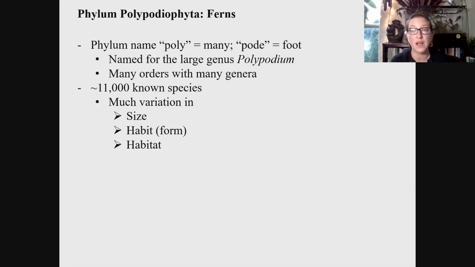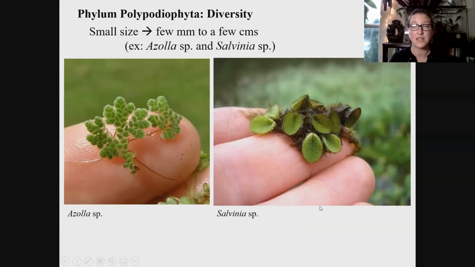Ferns are in the phylum Polypodiophyta, and the reason why is because poly means many, and podi refers to feet. The stems of ferns sometimes look like little rabbit's feet, like fuzzy little feet-looking things, which we'll see coming up. There's about 11,000 species known. A ton of variation. They're all different sizes, they live in all different places, they have different forms. So we'll see a few of those right now, just so you get a sense of that.